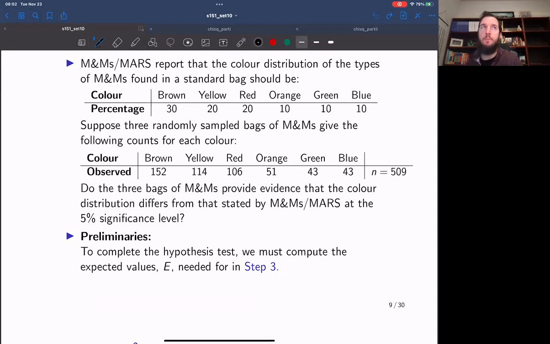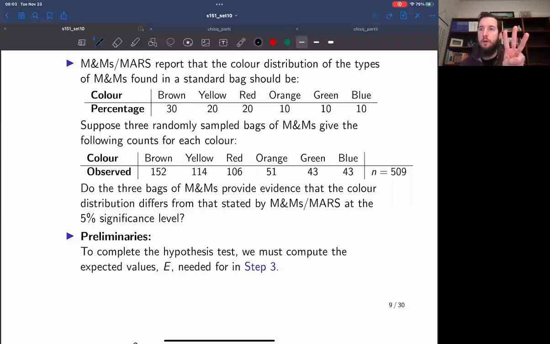So this is our first example. In this example, we have a pre-established or known distribution for the colors of M&Ms. So we are told, or it is reported, that every bag of M&Ms should be 30% brown, 20% yellow, 20% red, 10% orange, 10% green, 10% blue. So that's the distribution of the data. So our data here are these colors of M&Ms. So we want to test whether or not this is true. So is it true that if we purchase bags of M&Ms, 30% of them will be brown, 20% yellow, 20% red, etc.?